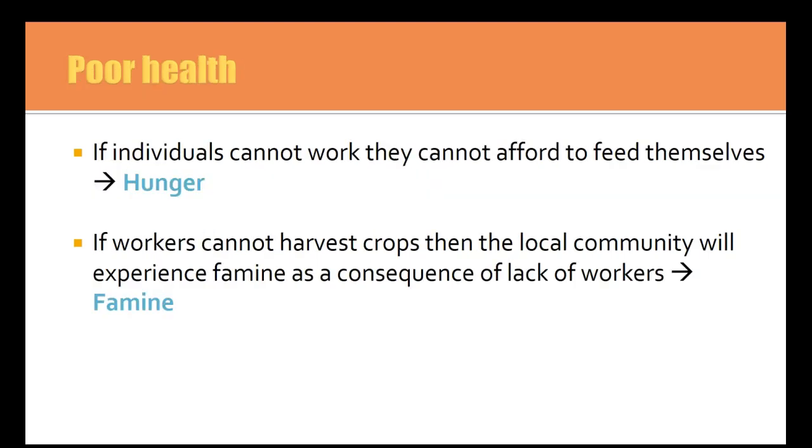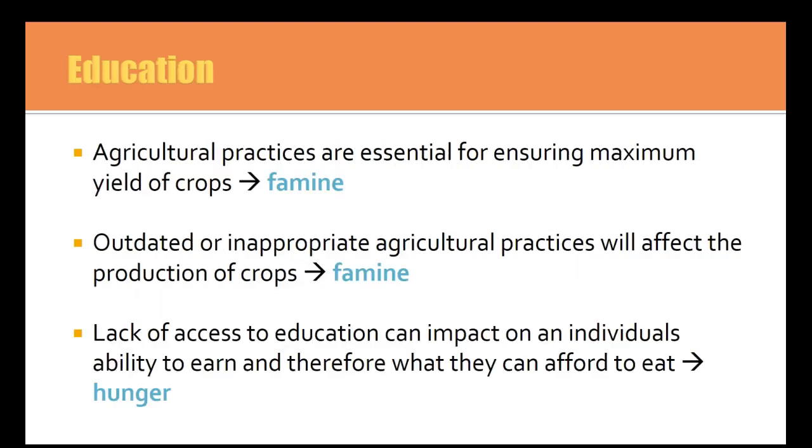So poor health also contributes to hunger and famine. If the individuals are weak, they can't afford to work and therefore they can't buy food and they are hungry. But if the workers can't harvest the crops, then the crops will die and there won't be food in the community, therefore that results in famine.